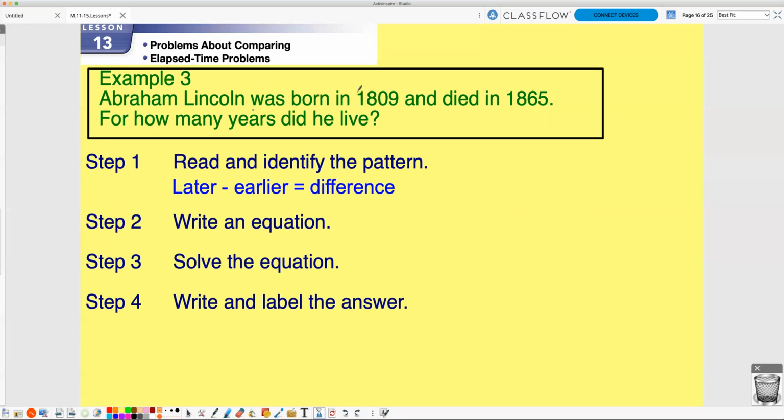Example 3, Abraham Lincoln was born in 1809 and died in 1865. For how many years did he live? So the later minus the earlier again is the pattern here. It's a subtraction pattern. He died in 1865. That would have been the later date. And the earlier date was 1809. So if we subtract those, we have to borrow this one. This would be 5. This would turn into 15. This would be 6 away from 15. That would be 5. That'd be 0. So he was 56 years old. That's how old Abraham Lincoln was.